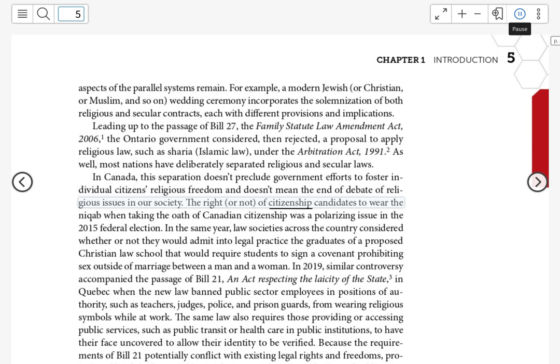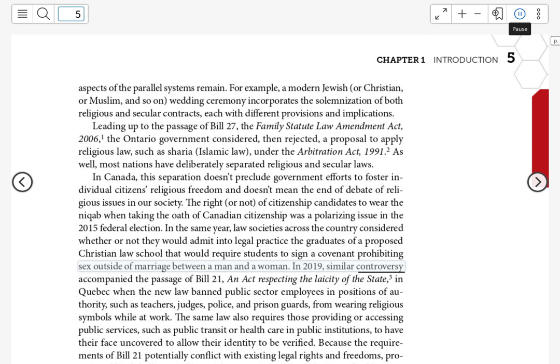The right, or not, of citizenship candidates to wear the niqab when taking the oath of Canadian citizenship was a polarizing issue in the 2015 federal election. In the same year, law societies across the country considered whether or not they would admit into legal practice the graduates of a proposed Christian law school that would require students to sign a covenant prohibiting sex outside of marriage between a man and a woman.